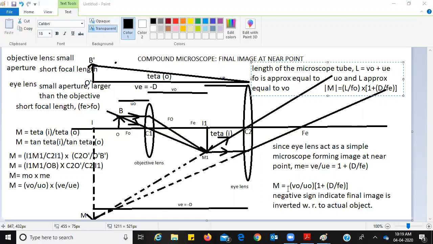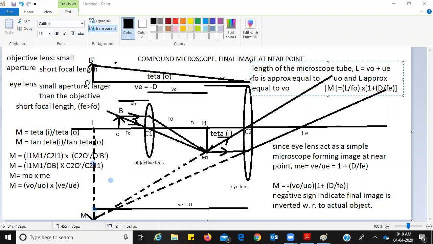So this is the second case then, if you're okay with this. Second case, yes, sir. Image formed at far point. What difference will come compared to this? The image is formed at the far point, so the final light rays will be parallel.